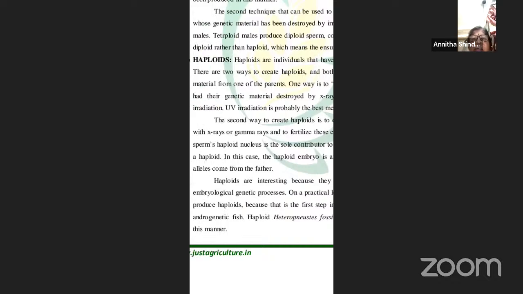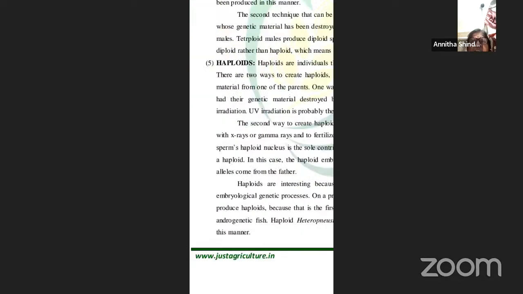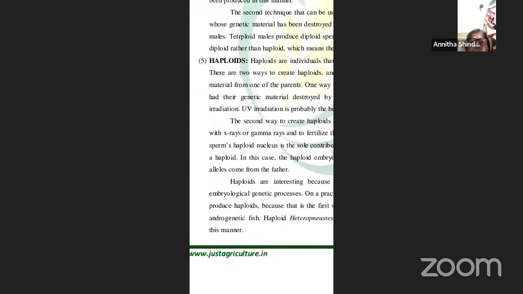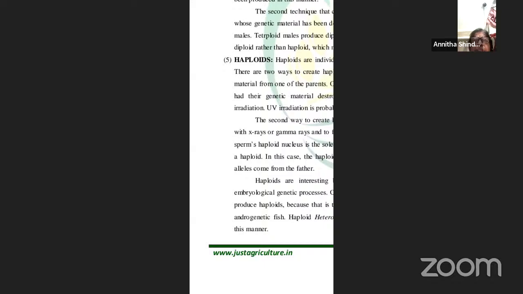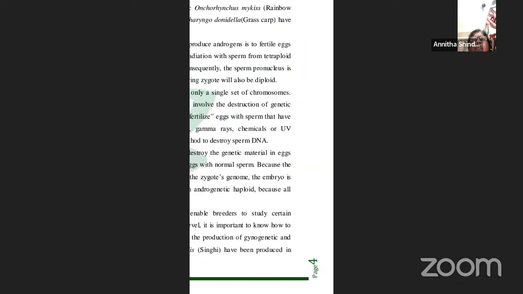Haploids are very, very interesting because they enable breeders to study certain embryological and genetic processes. Practically also, it is very important to know how to produce haploids, because this is the first step in the production of gynogenetic as well as androgenetic fish. So don't get confused. See the text; this is why I have chosen this. It is a very, very simple way.